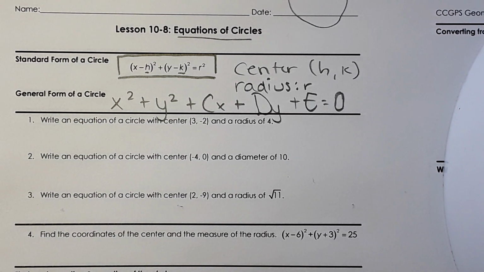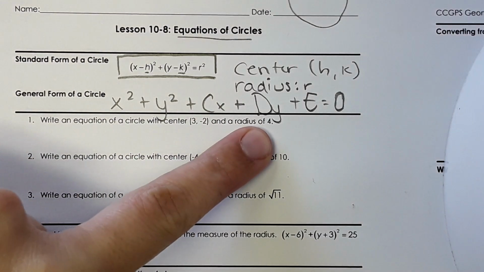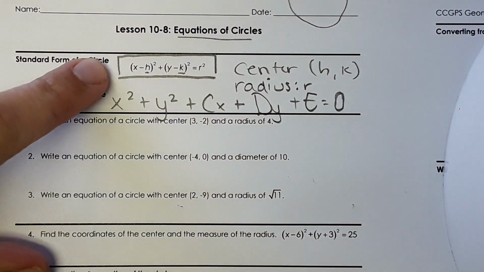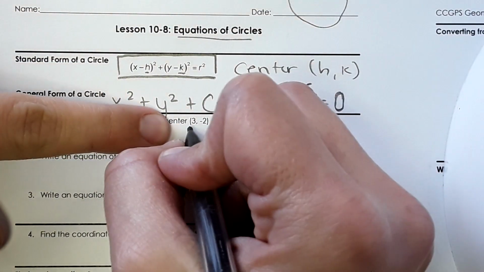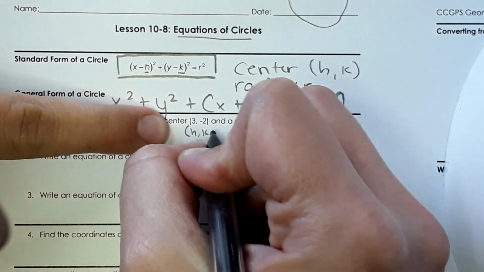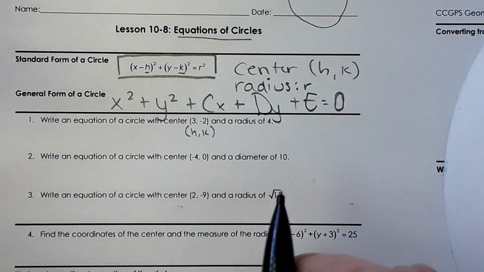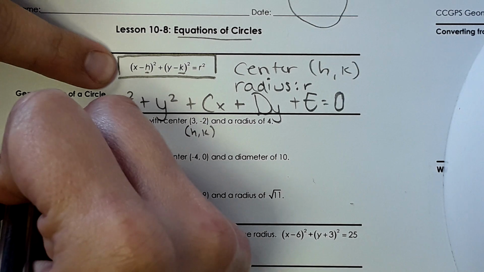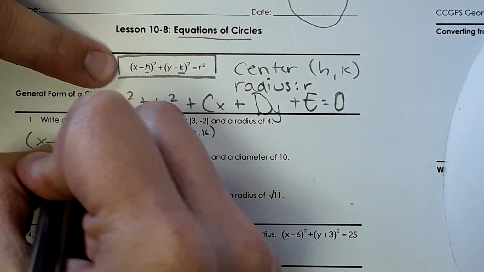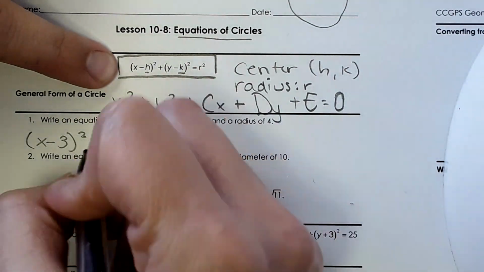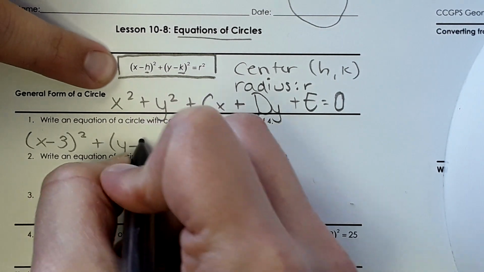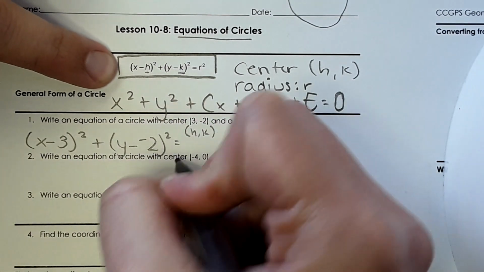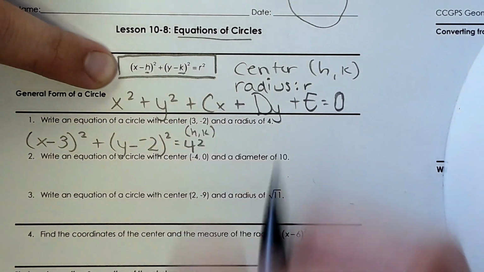Okay, so number 1, it says write an equation of a circle with the center 3, -2, and a radius of 4. So all we're going to do is plug these numbers into the equation. The center here, this is h, k, and then radius of 4. So this is how it would look. X minus 3 squared plus y minus -2 squared equals 4 squared.